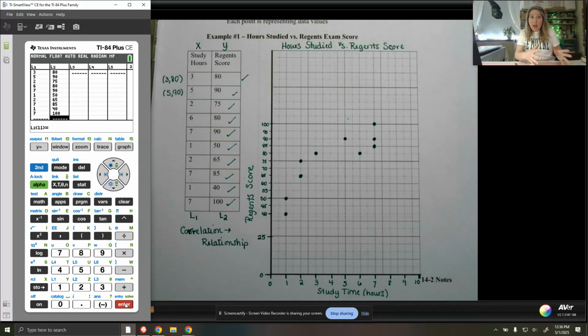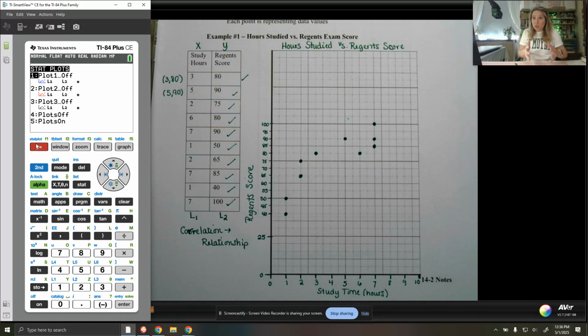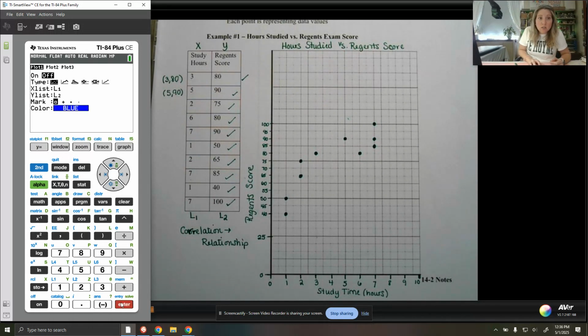Otherwise, it's time to actually run our scatter plot. So now, if you notice this blue stat plot up here, right above y equals, that's where we're going to go. Press second, because it's blue, and y equals, and we're going to turn this plot on. So press enter, then enter again. We have just turned plot 1 on.